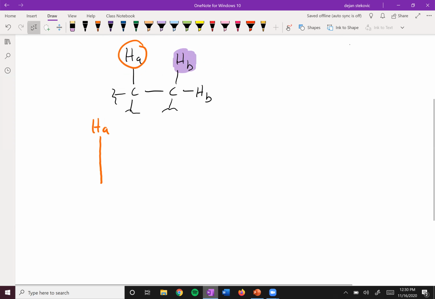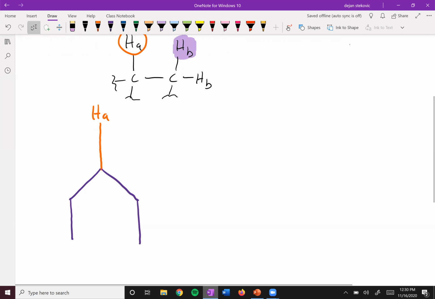First off, it couples with HB here and splits the peak in half. The amount that it splits this peak, we call a J. So we'll call this JAB, and this is what's known as a coupling constant.